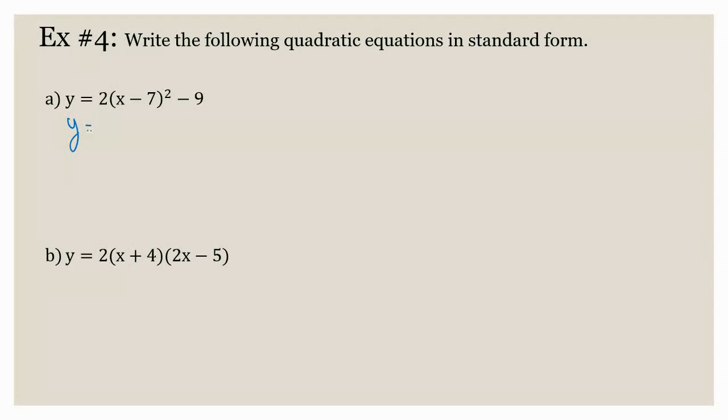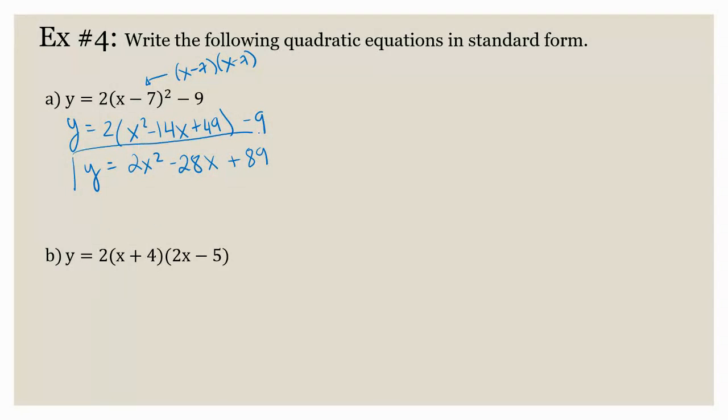So again, y equals 2. If you need to write this out separately to picture it, great. X squared minus 14x plus 49 minus 9. So y equals 2x squared minus 28x plus 98 minus 9. 98 minus 10 would be 88, so 89. Right, so, oh, there we go. Standard form. Oh, what would your y-intercept be? Oh, 0, 89. Look how nice that is. Fabulous.